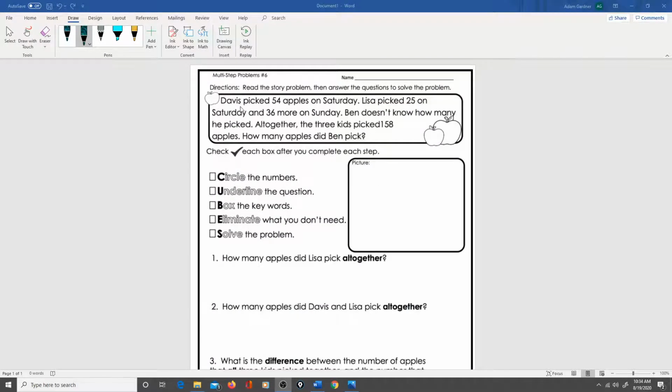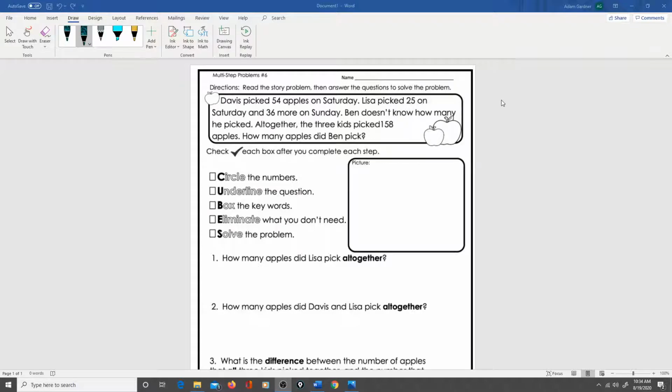Davis has picked 54 apples on Saturday. Lisa picked 25 on Saturday and 36 more on Sunday. Ben doesn't know how many he picked. Altogether, the three kids picked 158 apples. How many apples did Ben pick?